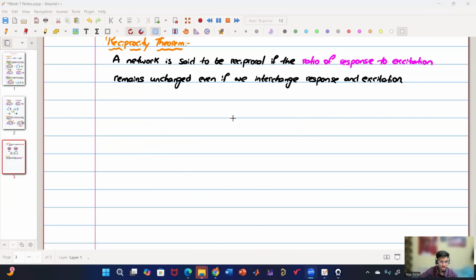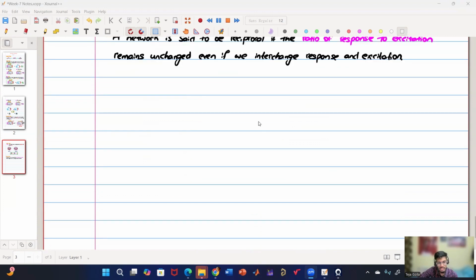Basically, it has two ports. One is the input port, one is the output port, and any port can be used as input and output. Yes, Chandrasekhar, you are right. Input and output. Response is output. Excitation is input. Yeah, very good.